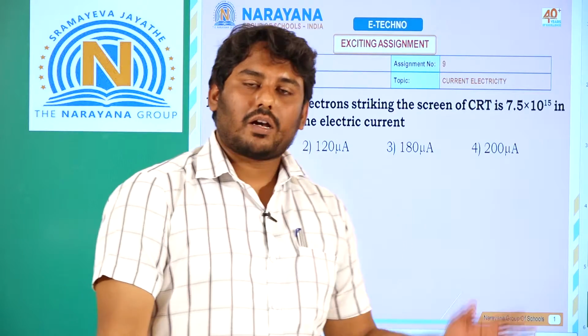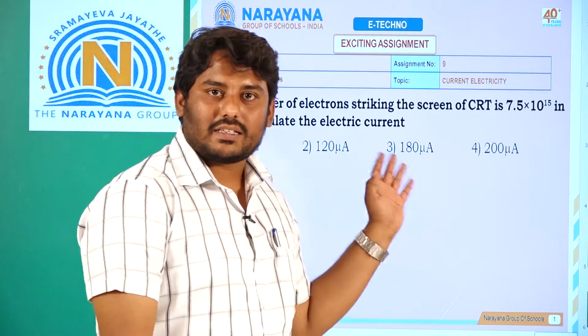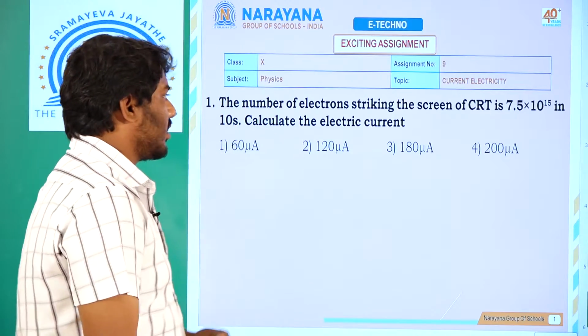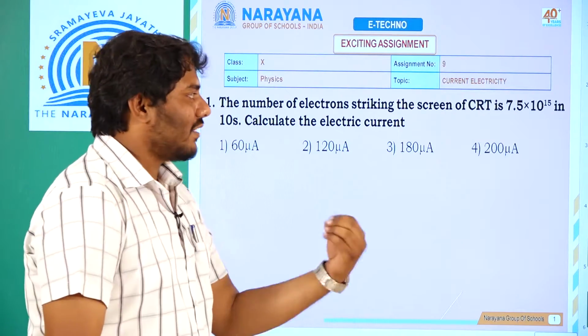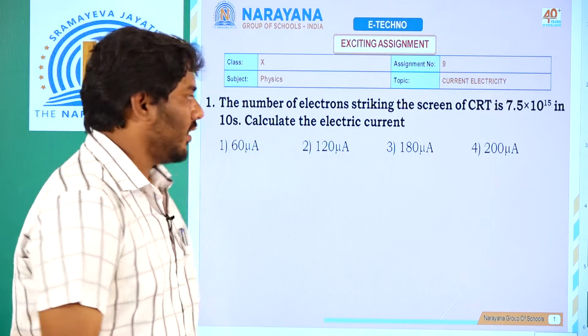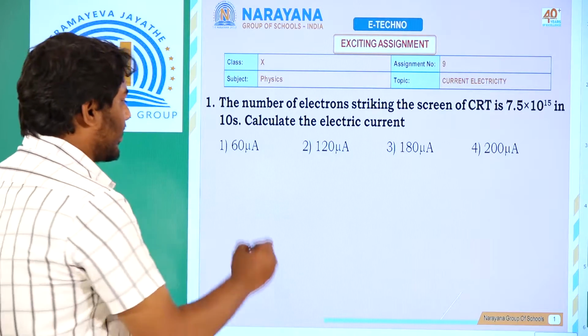Hello children, today we are going to discuss 10th class assignment. Here is the first question. The number of electrons striking the screen of CRT is 7.5 into 10 to the power of 15 in 10 seconds. So what is the given data?